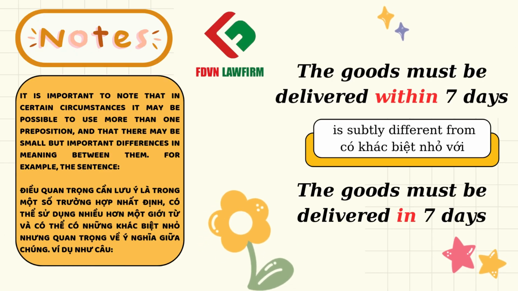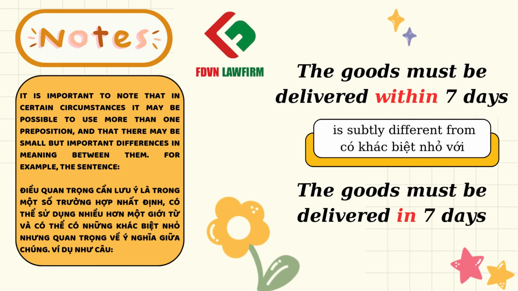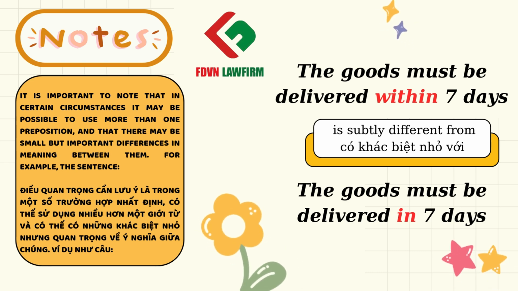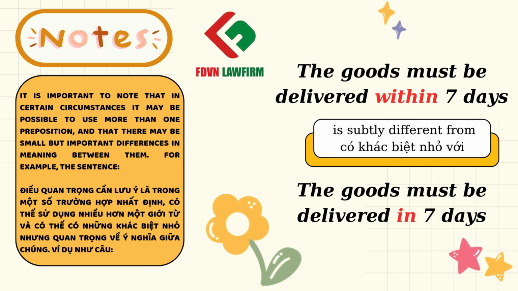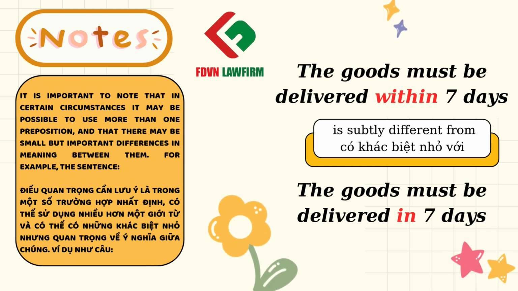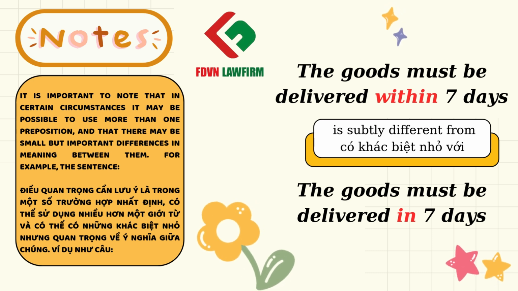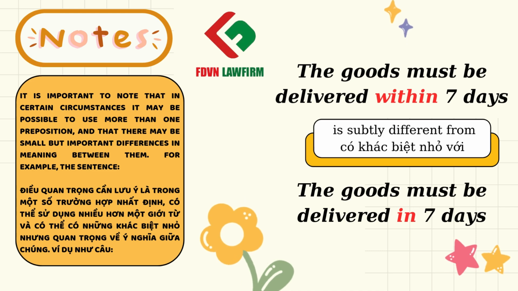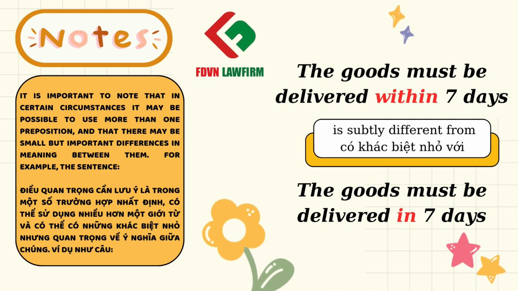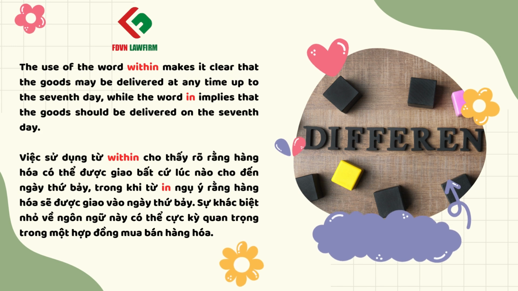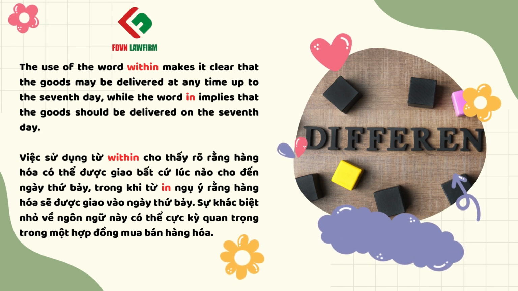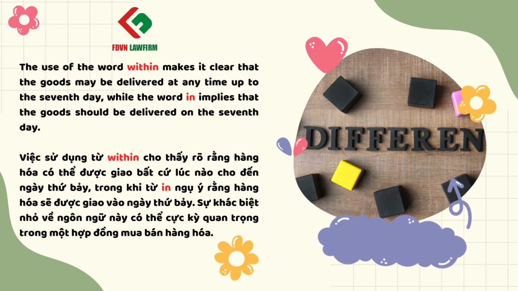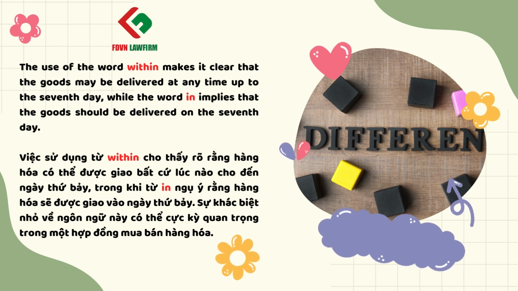It is important to note that in certain circumstances it may be possible to use more than one preposition, and that there may be small but important differences in meaning between them. For example, the sentence, "The goods must be delivered within 7 days," is subtly different from, "The goods must be delivered in 7 days." The use of the word within makes it clear that the goods may be delivered at any time up to the 7th day, while the word in implies that the goods should be delivered on the 7th day.